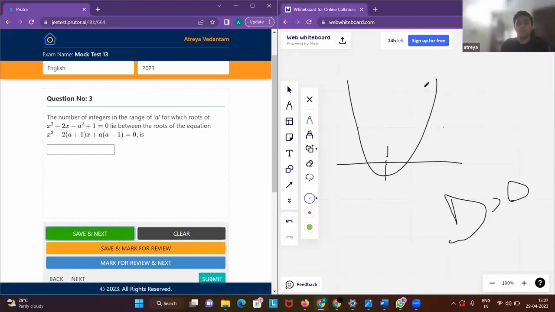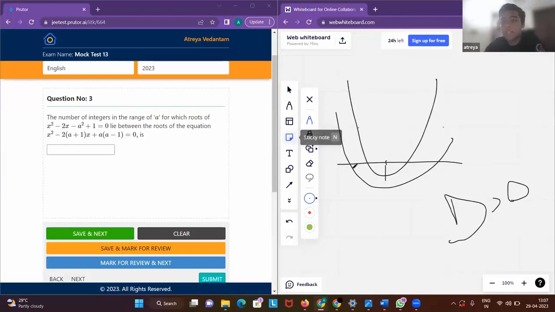So this is one parabola, let's say. I'll just erase this one part. So we know that the other parabola has to look something like this, because by definition, the question asks us to find the number of integers a for which the roots of the first parabola should lie between the roots of the second parabola. Right. So what does that mean?